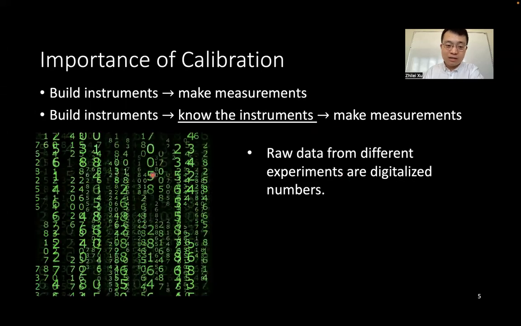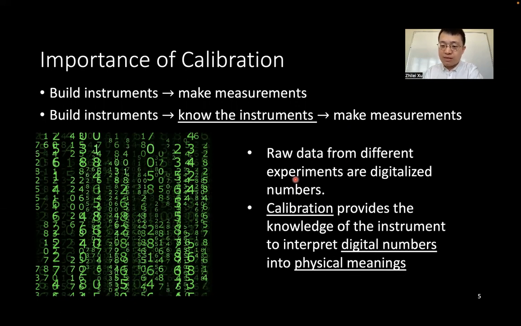So after all, raw data from different experiments are nothing but digitalized numbers. You can save them on disk. It doesn't matter whether it's from a $10 billion James Webb telescope or from your digital camera, like $100. They are the same digitalized numbers. It is the calibration that provides the knowledge of the instrument that we can use to interpret digital numbers into physical meanings. So that's the importance of calibration, a bridge from raw digitalized numbers to physical meanings.